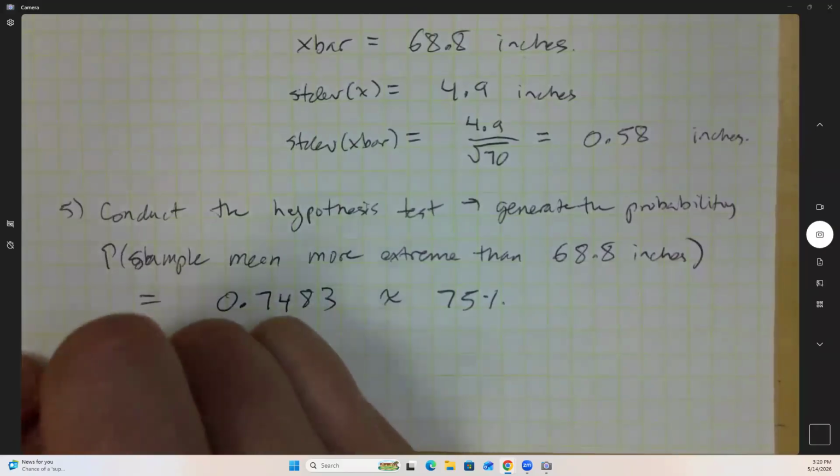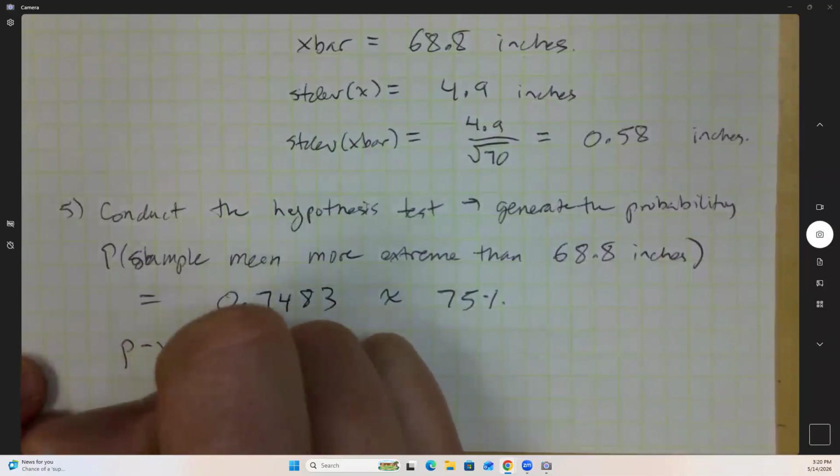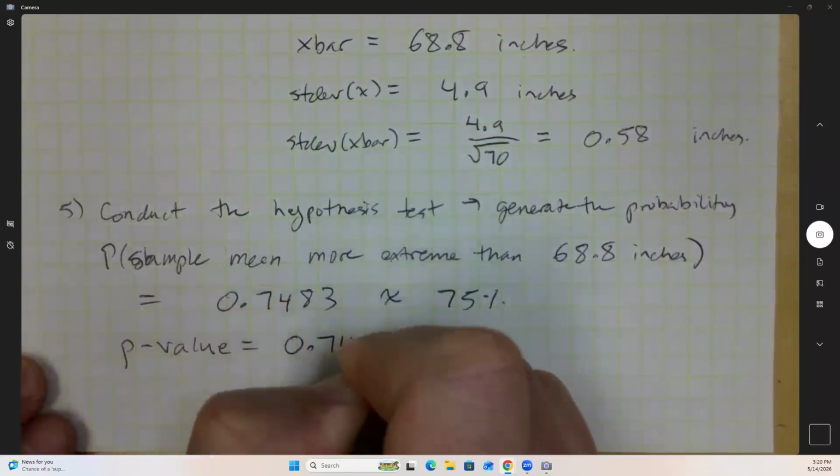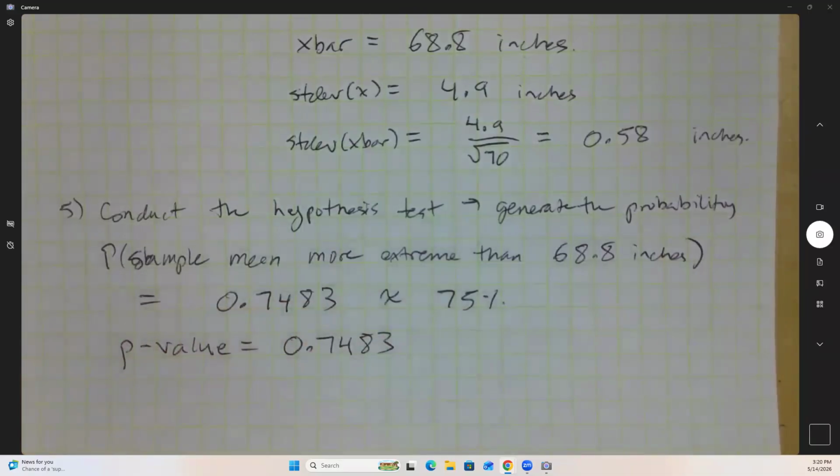In statistical jargon, this is called the p-value. I don't think p-value is a very useful word because nobody who hasn't taken a statistics class recently or does statistics all the time knows what that word means. So let's use plain English. The probability of observing a sample with a mean that's more extreme than our data is 75%. Is that surprising?